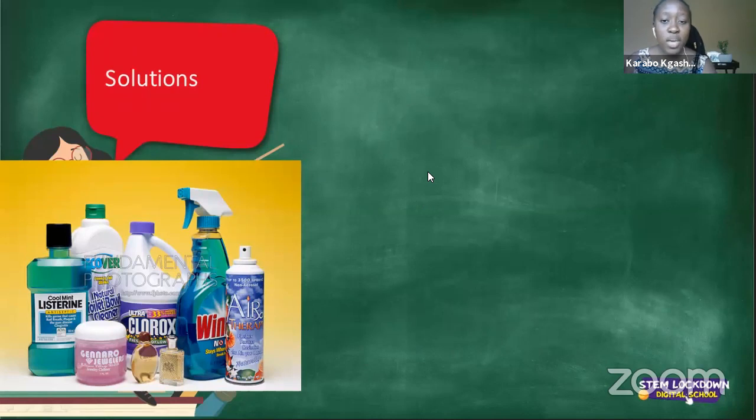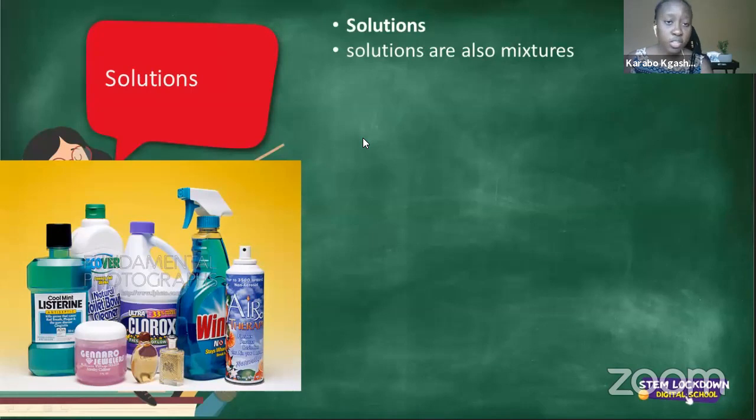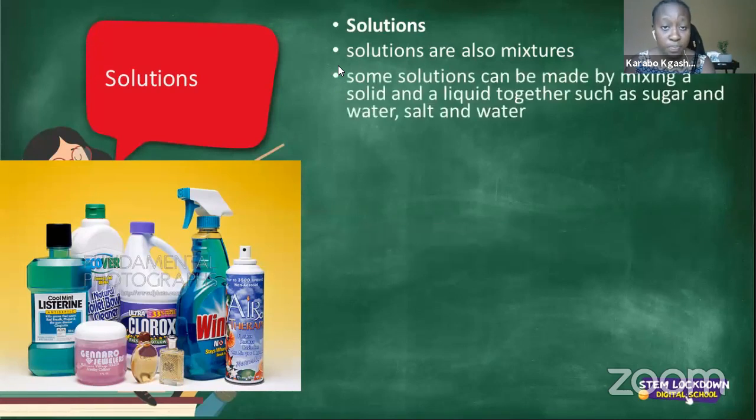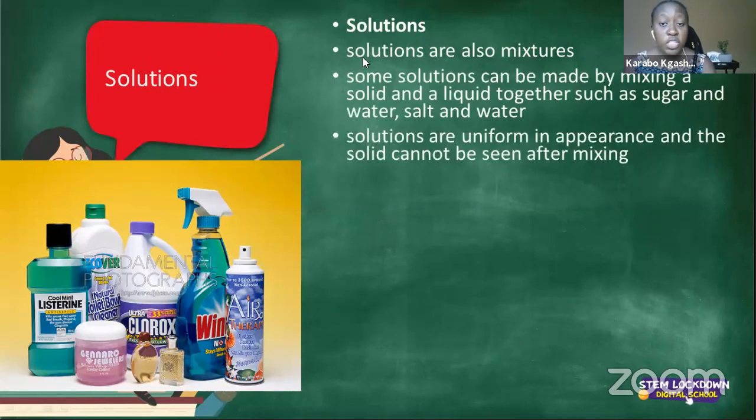All right, so we are moving to solutions. Now, what exactly are solutions? Solutions are also mixtures. Remember, they've also been mixed together to make a solution. Some solutions can be made by mixing a solid and a liquid together, such as sugar and water, salt and water. So eventually, when it dissolves, it would then make a solution. Solutions are uniform in appearance and the solid cannot be seen after mixing.